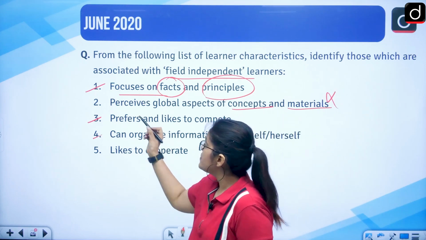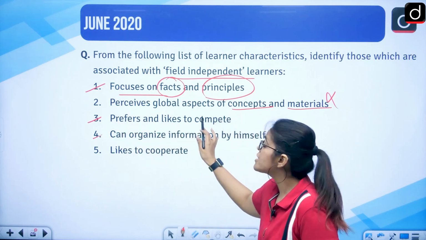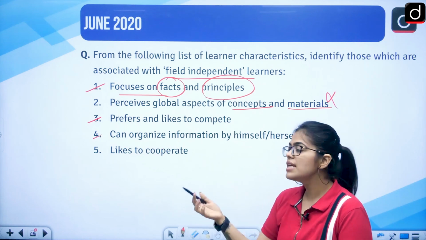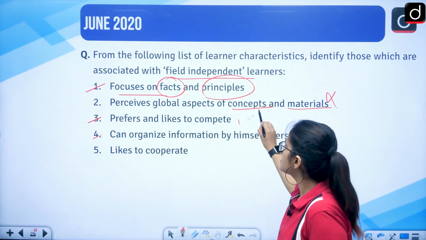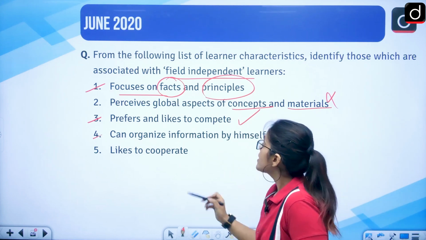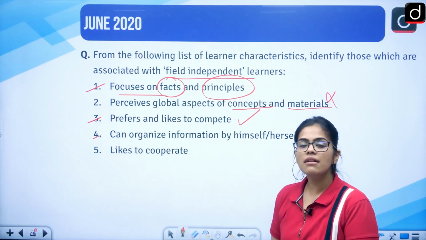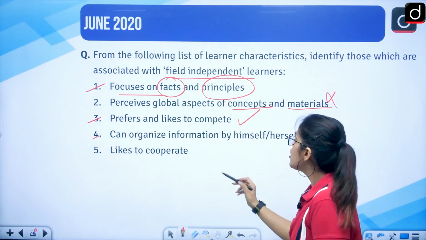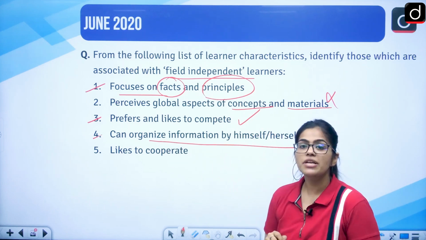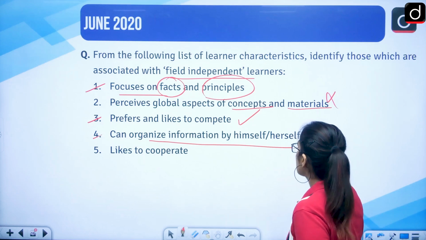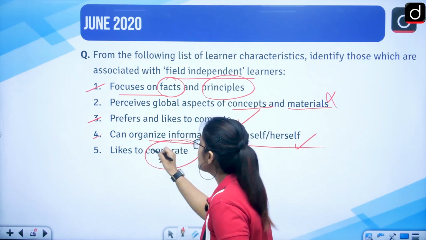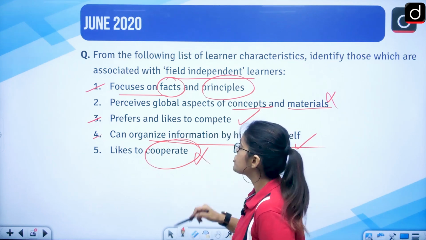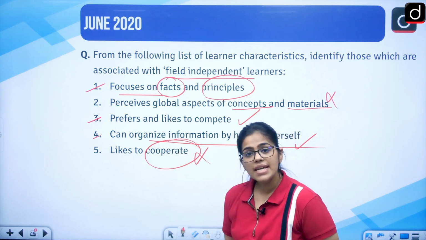Then you have these kind of learners who prefer and like to compete. They are more competitive. They want to win. They have this zeal to win and not to cooperate. So this becomes the correct option. Then, can organize information by himself or herself. Definitely, they are field independent learners. They are not dependent on someone. So they can organize their own information according to themselves. This becomes the correct option. And if they like to cooperate, they will become field dependent. So this becomes the wrong option again. So A, C and D is the right answer.